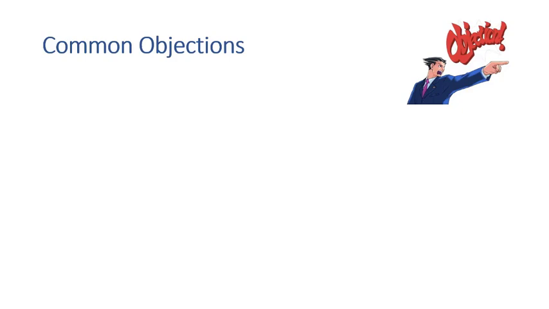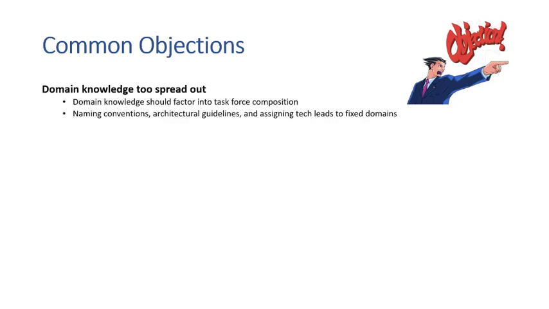Okay. So some more common objections, and I'm just going to run through some of these. Domain knowledge is too spread out. So domain knowledge should factor into task force composition, so the objection is, domain knowledge is too spread out, especially in large organizations where you have thousands of people working for you. That's going to really spread the domain knowledge. That doesn't necessarily happen, or you can fix that by having those tech leads, when they compose the team, take into account the domains that are being worked and the individuals that are available to work on those domains.